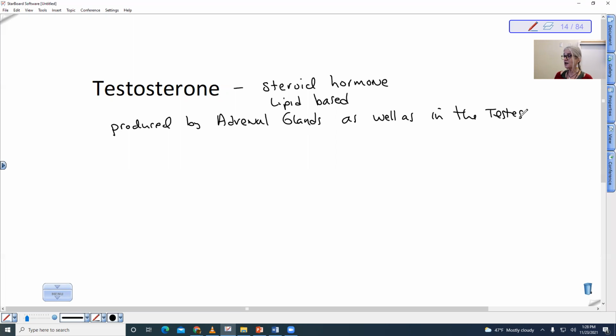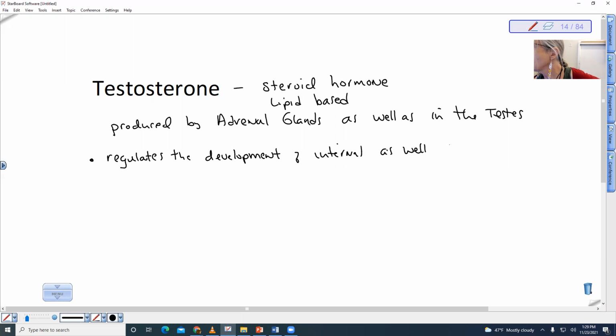If we look at the function of testosterone, early on during embryonic development, it plays a really important role in determining sex differences, like even in the appearance of the external genitalia. So it regulates the development of internal as well as external genitalia.